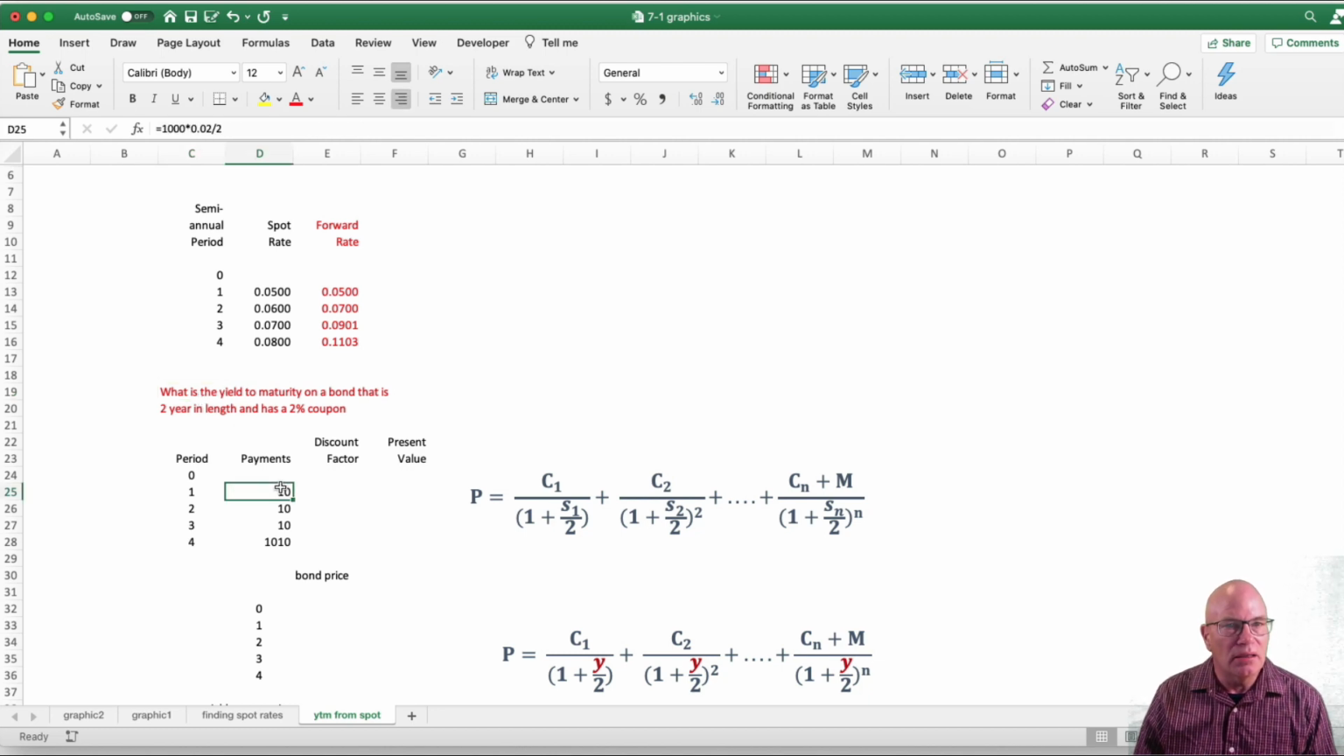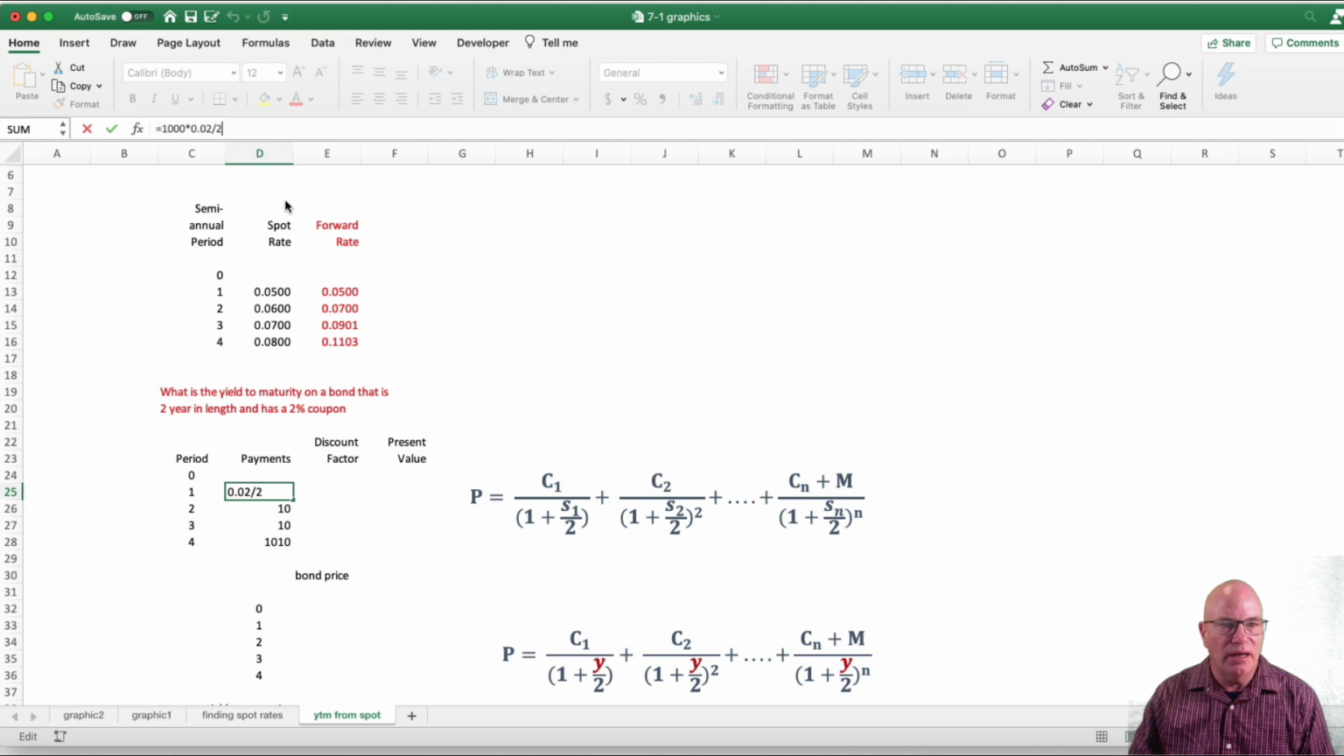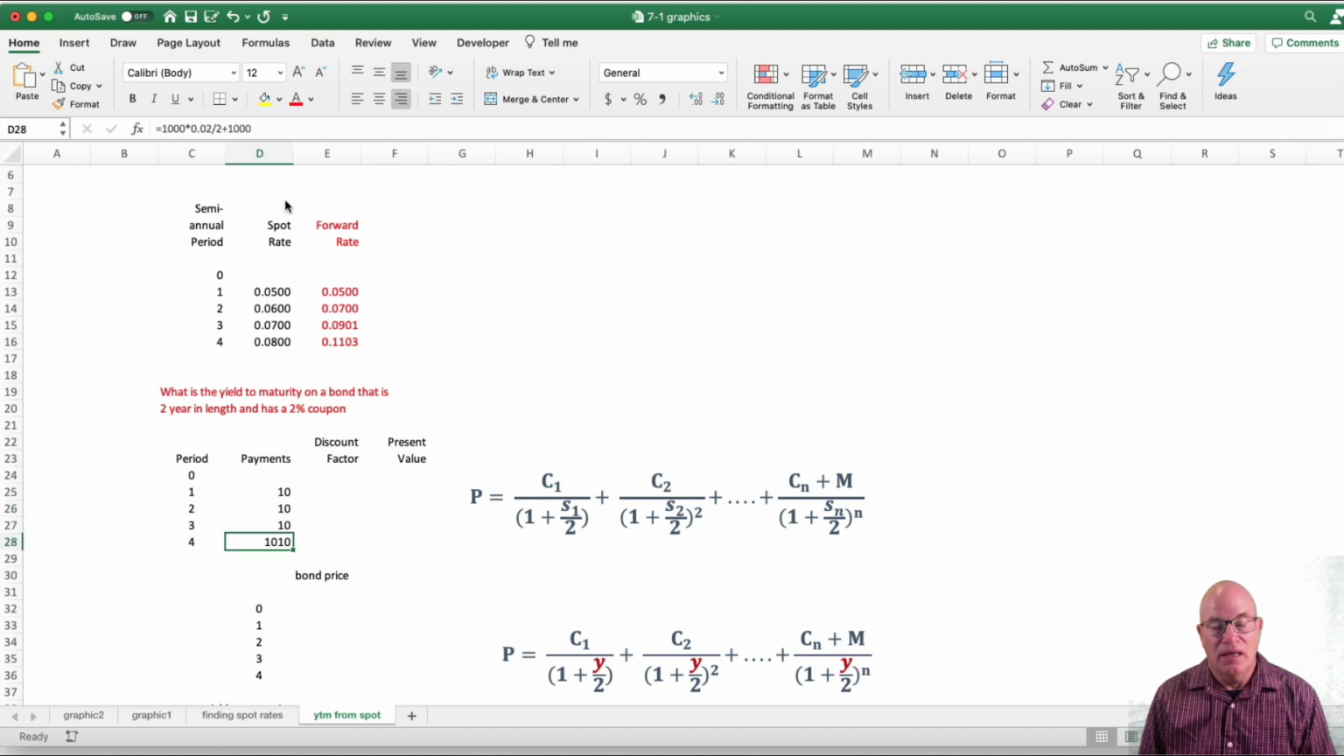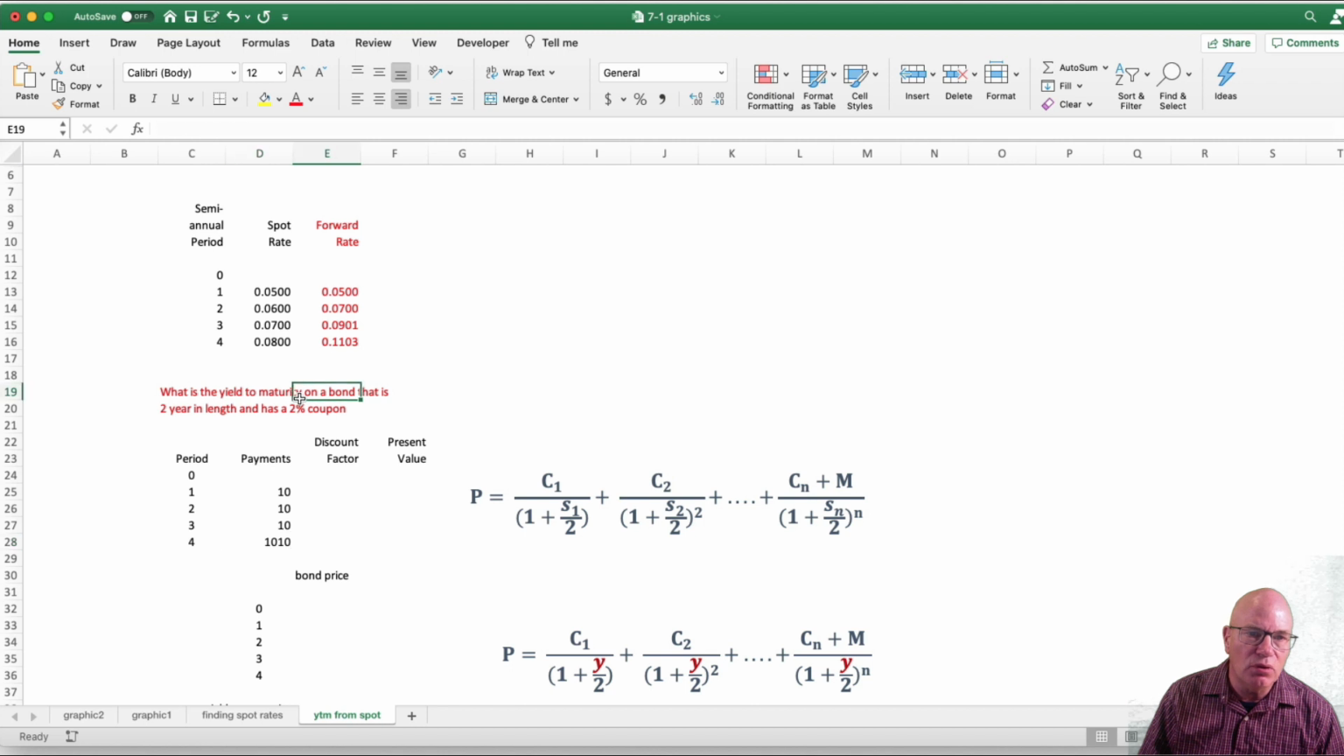To do that, I'm going to start here and look at the payments from this bond, and they are $10, and let me just do the detail of that. We have a 2-year bond. The annual coupon payment is 2%, divided by 2, so $10. At the end, we get $1,010, which is 4 periods in the future, 2 years in the future. All right, we're going to answer this question, we're going to find the bond price.